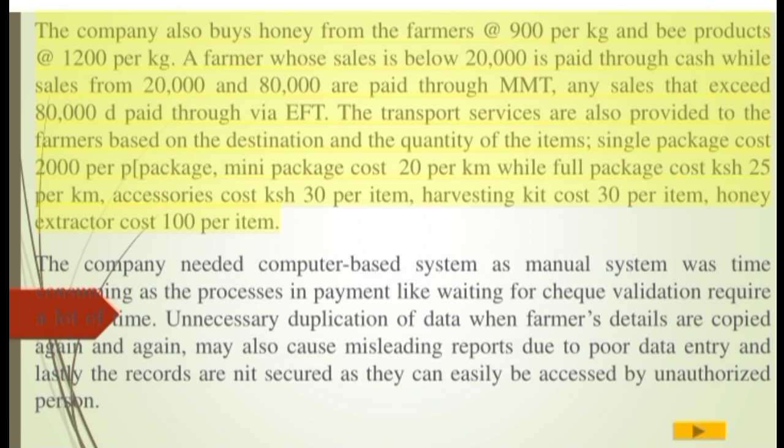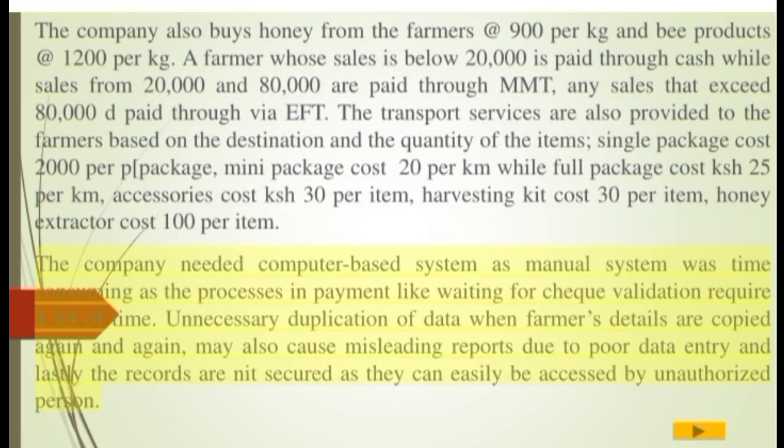The transport services are also provided to the farmers based on the destination and the quantity of the items. Single package cost 2,000 per package. Mini package cost 20 per kilometer, while full package cost KSH 25 per kilometer. Accessories cost KSH 30 per item. Harvesting kit cost 30 per item. Honey extractor cost 100 per item.